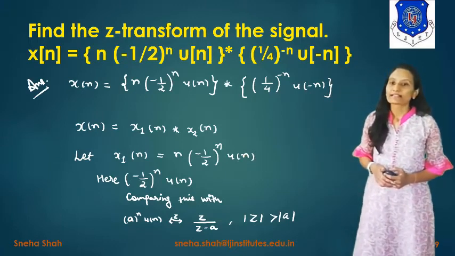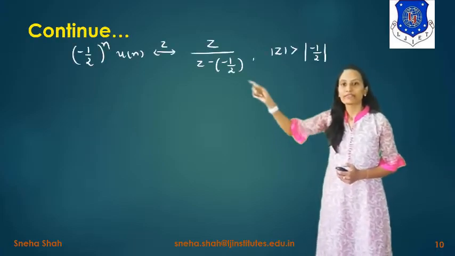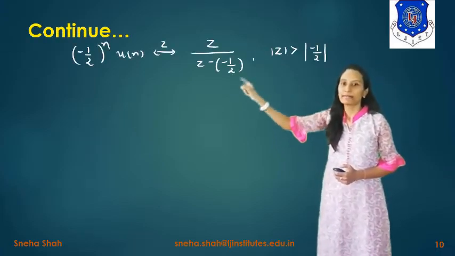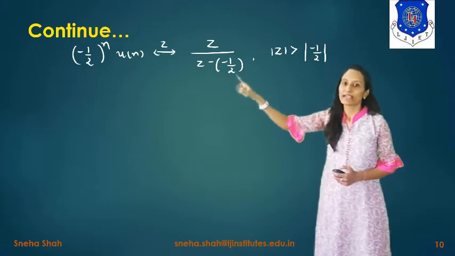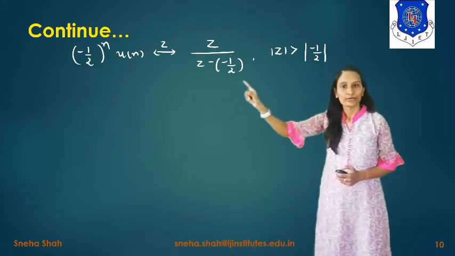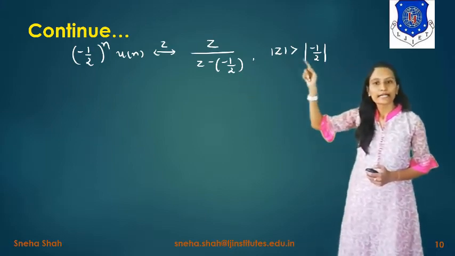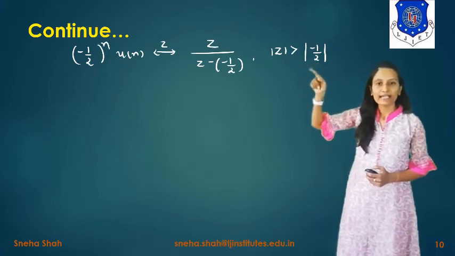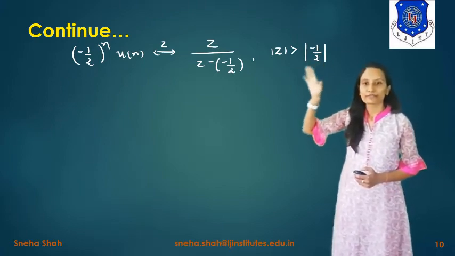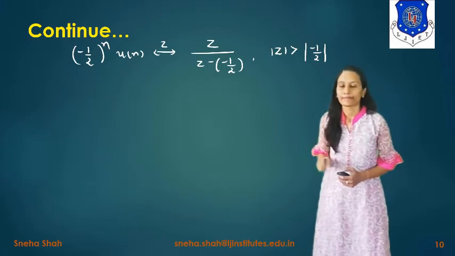So the final answer of the Z transform of (−1/2)^n u[n] is Z upon Z minus A. Instead of A, we have taken −1/2. So the ROC will be |Z| greater than |A|, where A equals −1/2. So this one is the final term.